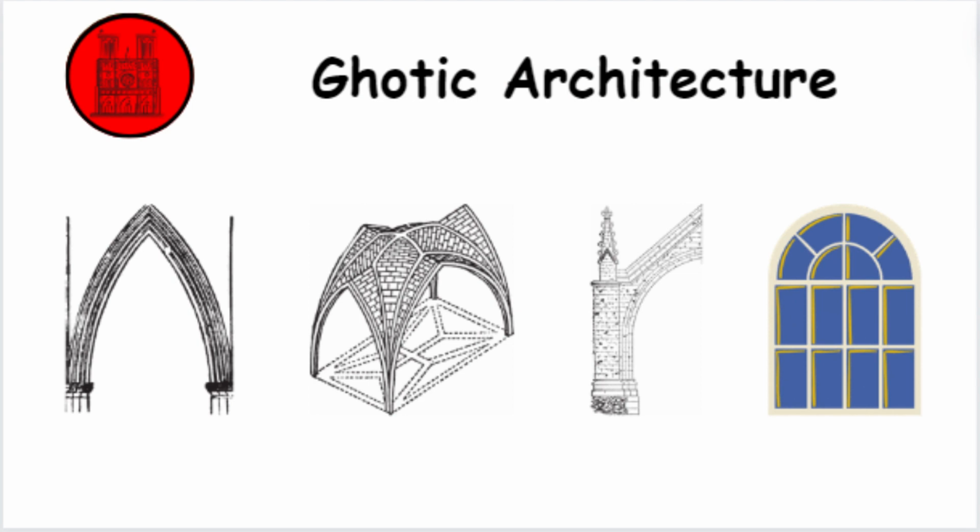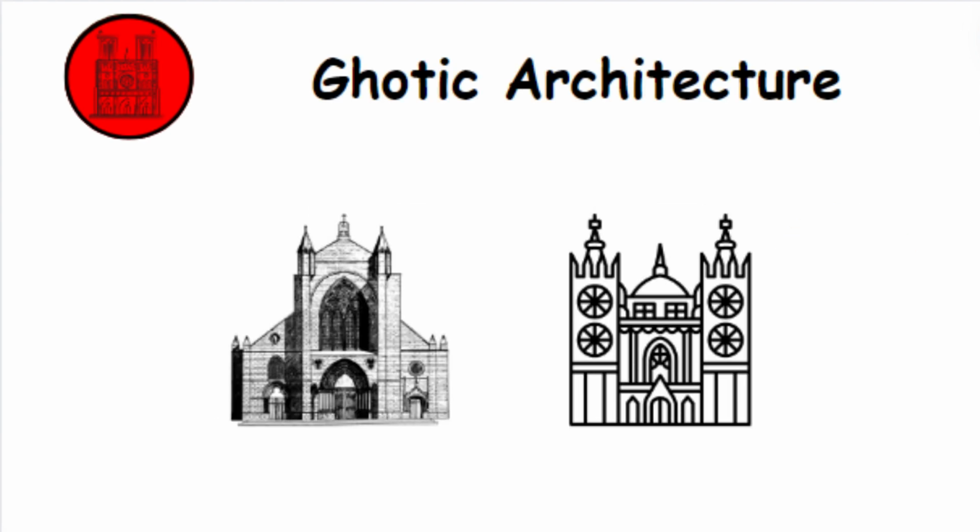Notable features include pointed arches, ribbed vaults, flying buttresses, and large stained glass windows. Gothic cathedrals and churches are known for their verticality, aiming to inspire awe and convey a sense of spiritual transcendence through their soaring heights and intricate ornamentation. Notre Dame Cathedral in Paris, France, is an iconic example of Gothic architecture with its soaring pointed arches, ribbed vaults, and intricate stained glass windows.